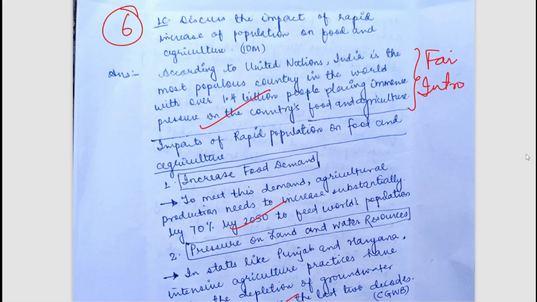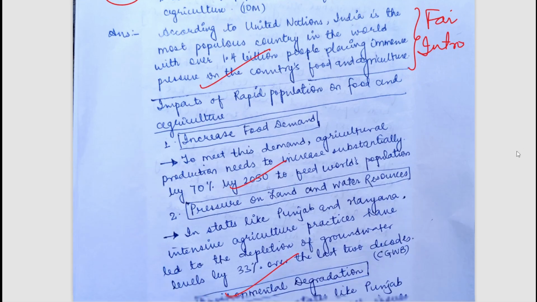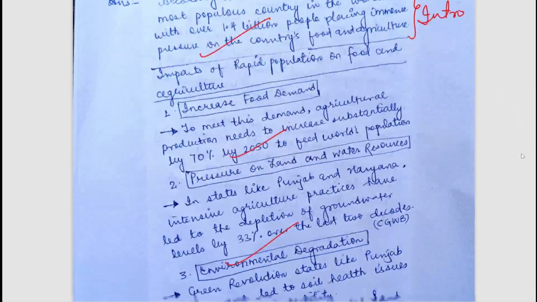Now the third question was, discuss the impact of rapid increase in population on food and agriculture. It was also a relatively easy question. I think it is not just limited to agriculture. If you read economics, if you are a UPSC aspirant, you can answer this question nicely. So let's see how the student has answered, and the student has answered it beautifully.